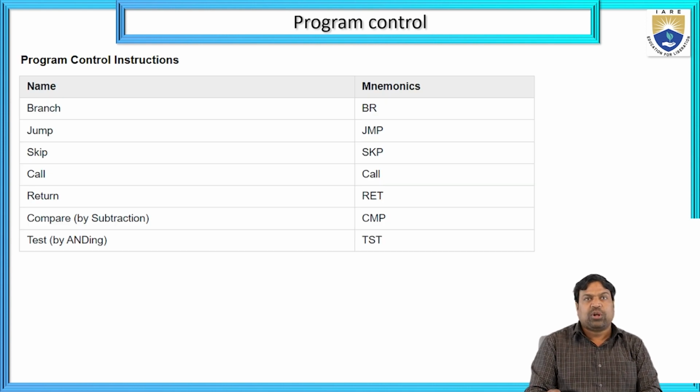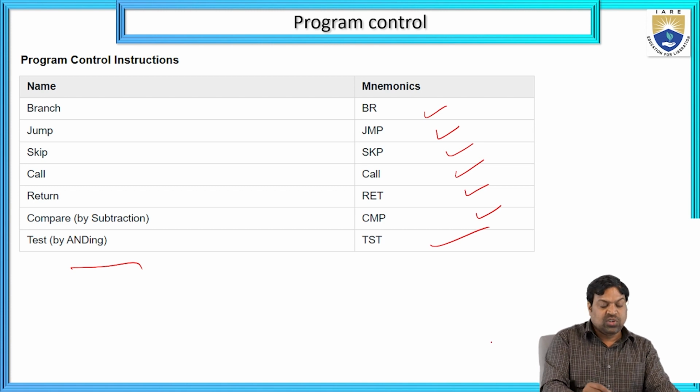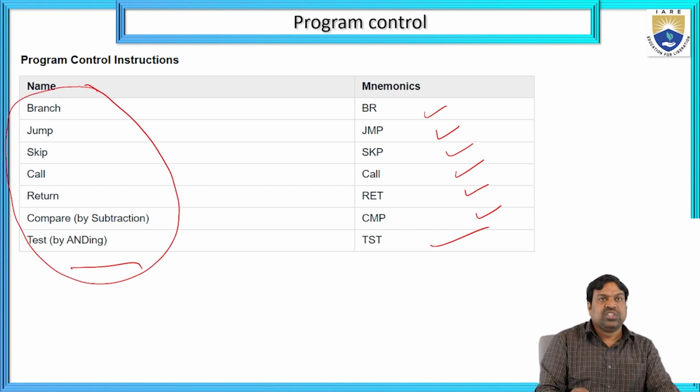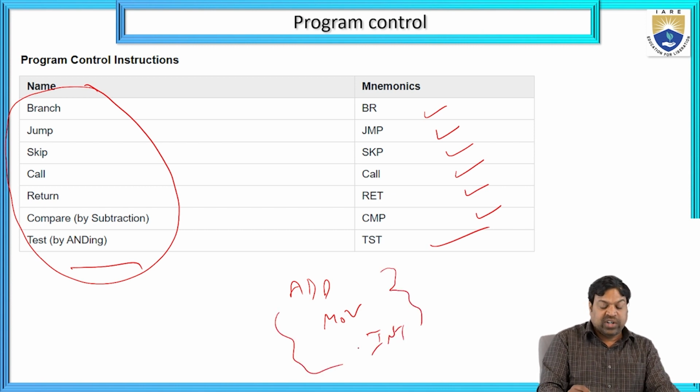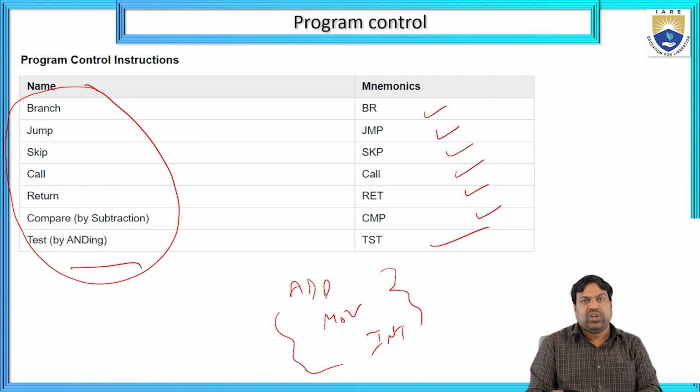Here are some program control instructions: branch, BR; jump, JMP; skip, SKP; call function, CALL; return, RET; compare, CMP; and test, TST. As I told previously, add, move, int are instructions. The abbreviations of these instructions are the mnemonic codes. Branch means BR; jump means we are jumping from one place to another, JMP; skip means we skip the register or register value, SKP; call function, return function, compare CMP, and testing. These are some examples of program control instructions with abbreviations.